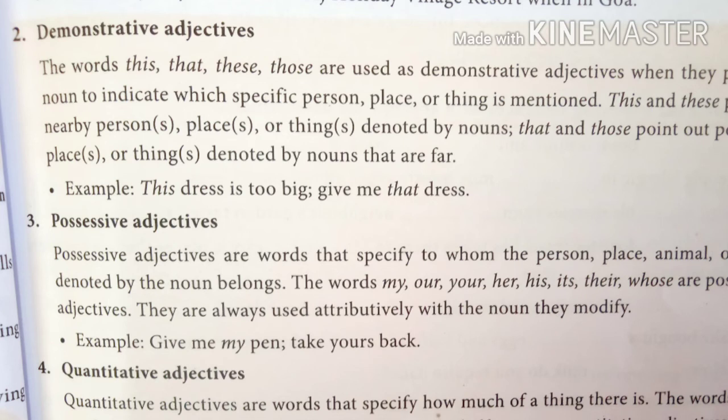And we can see what possessive adjectives are in a sentence. Give me my pen. Take yours back. So, give me my pen: "my" shows possession. My pen, take yours: "yours" also shows possession. So they are called possessive adjectives.